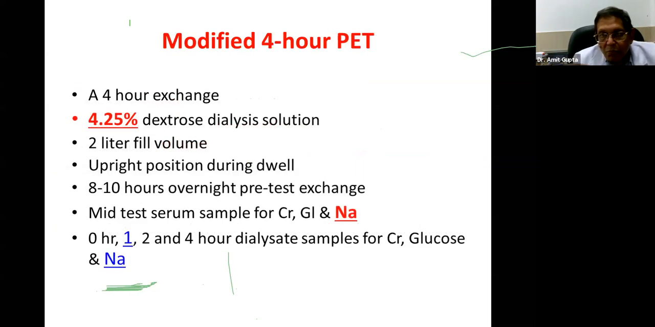Now, there is something known as a modified or a rapid PET test, where instead of a 2.5% bag, you're using a 4.25% dextrose solution and a 2 liter volume. You do a 4 hour exchange. The patient is upright during the dwell time. You have a pre-test exchange of 8 to 10 hours like you do in the standard PET. And you take the dialysate samples at 0, 1, 2, and 4 hour for creatinine, glucose, and sodium. And you also measure the mid-test serum sample for creatinine, glucose, and sodium.